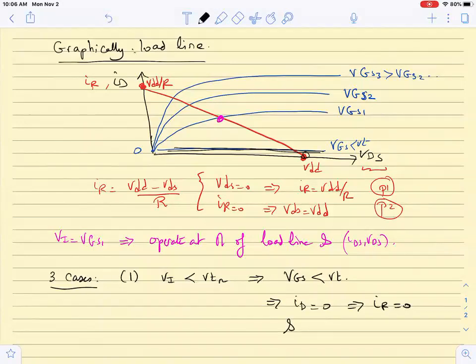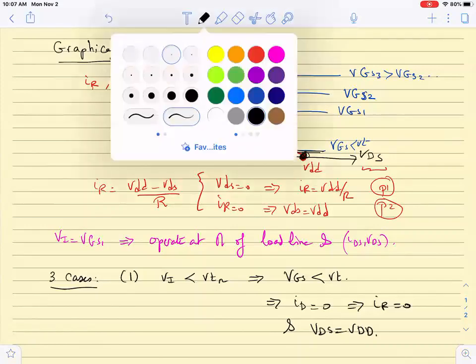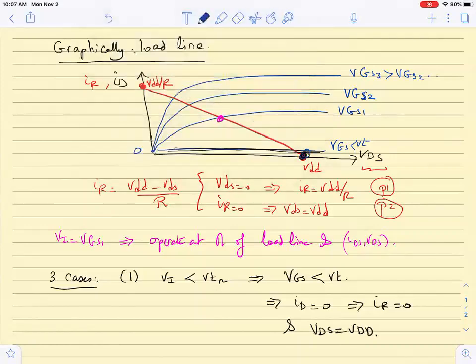In this scenario, what will we have? We will have VDS equal to VDD, which is this point. So they intersect at this blue point here. We call this point A. So the solution is at point A, because IR equals 0, so putting IR equals 0 in the equation gives me VDS equal to VDD.